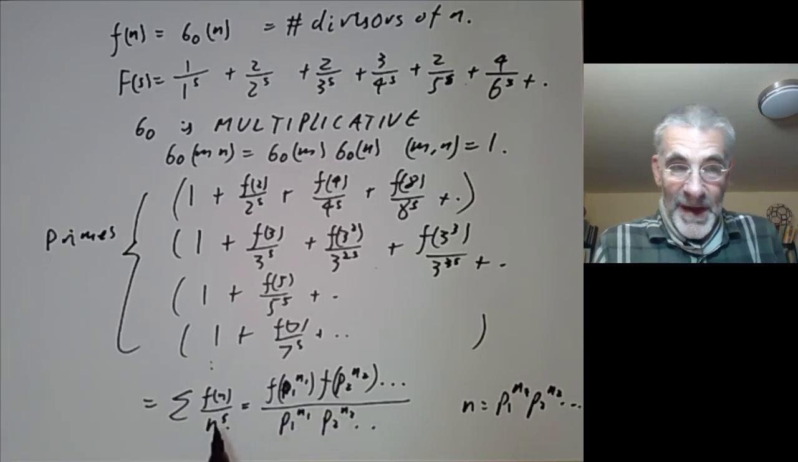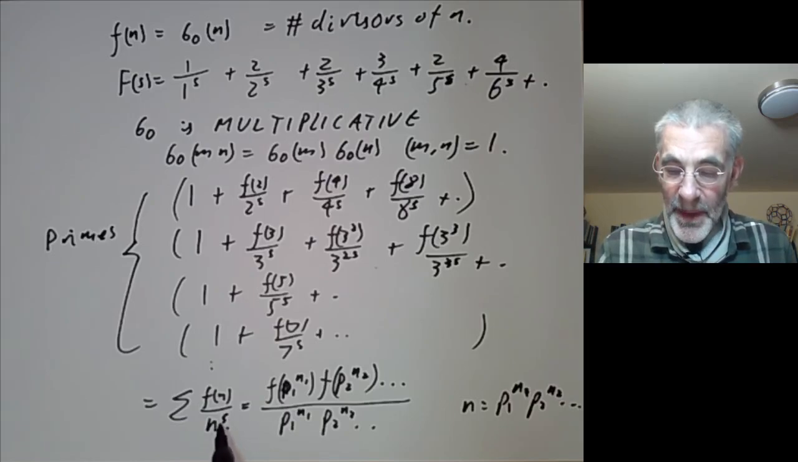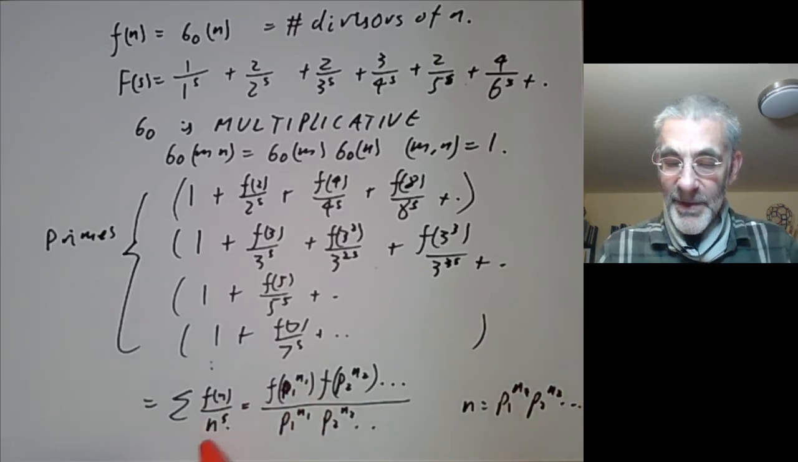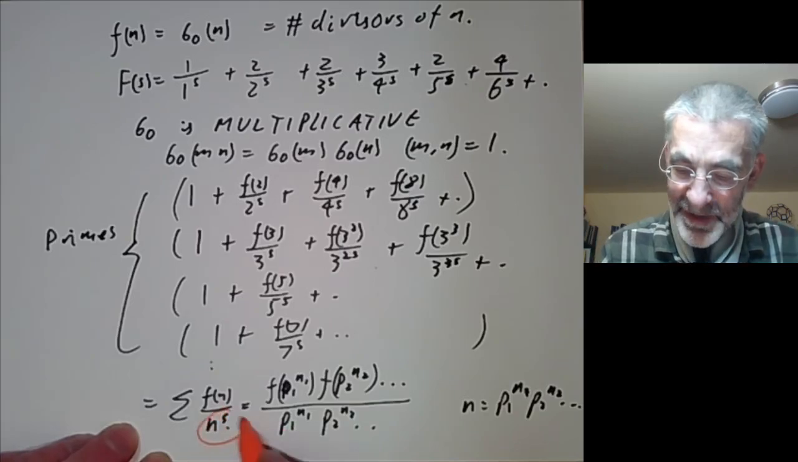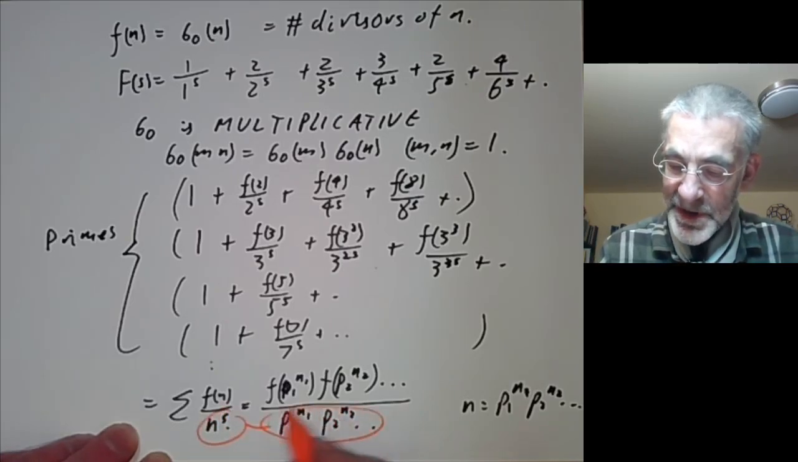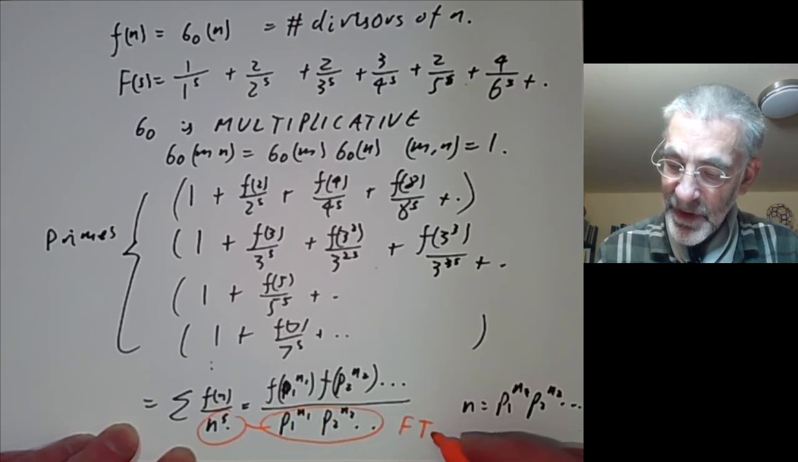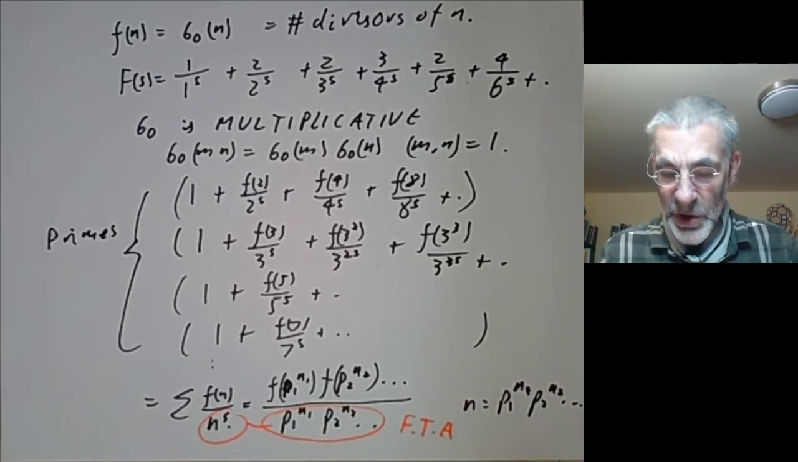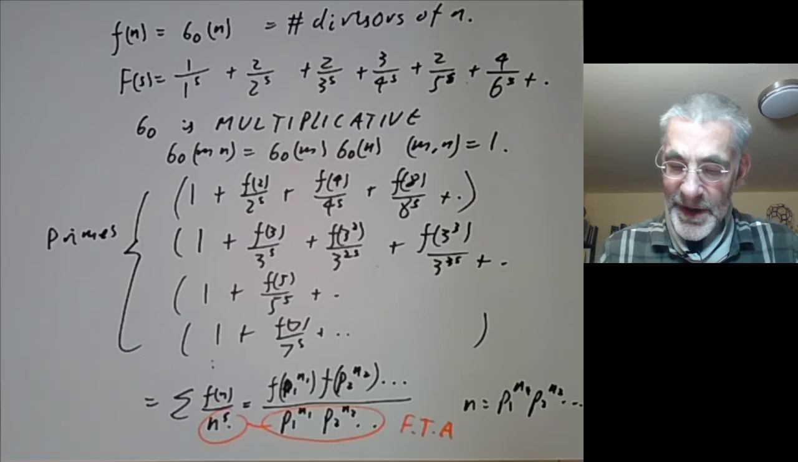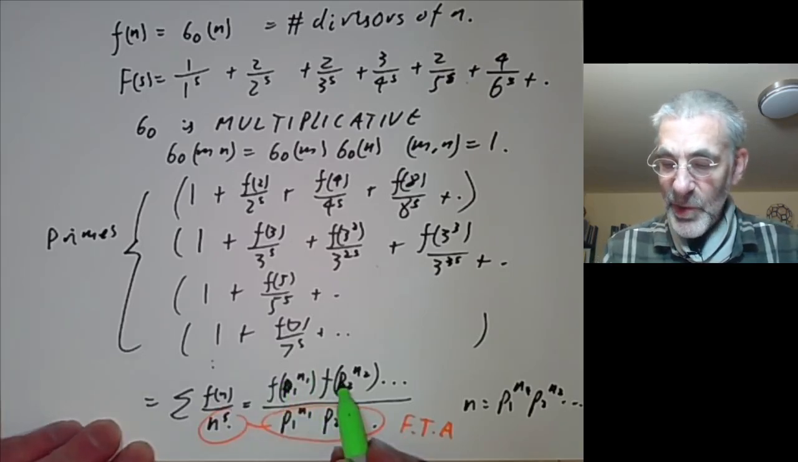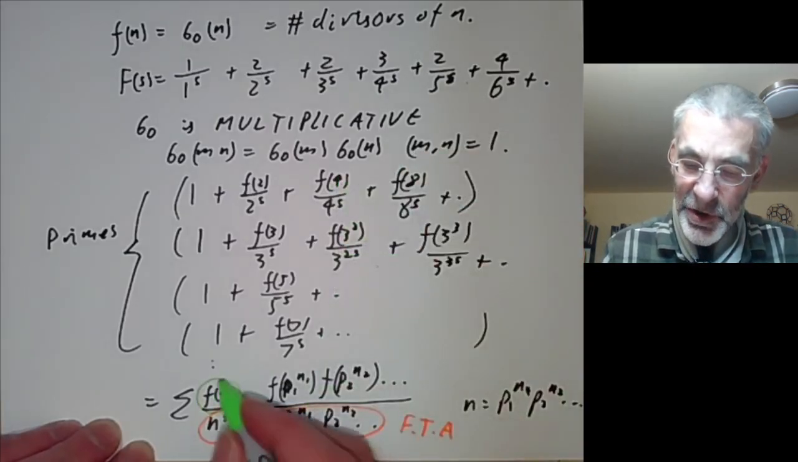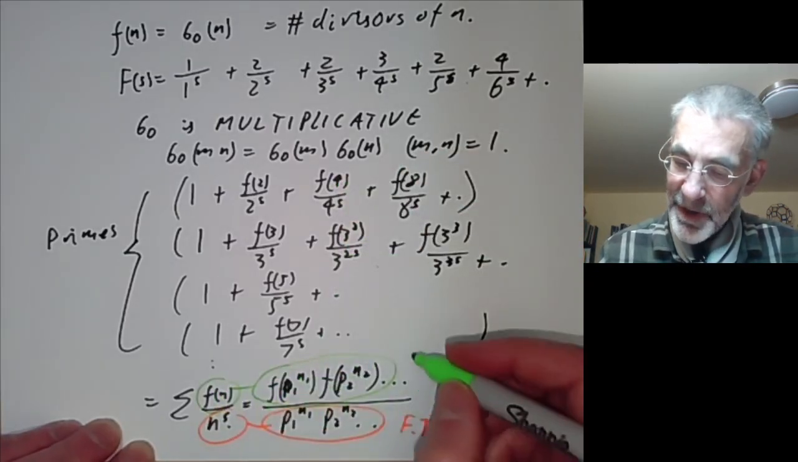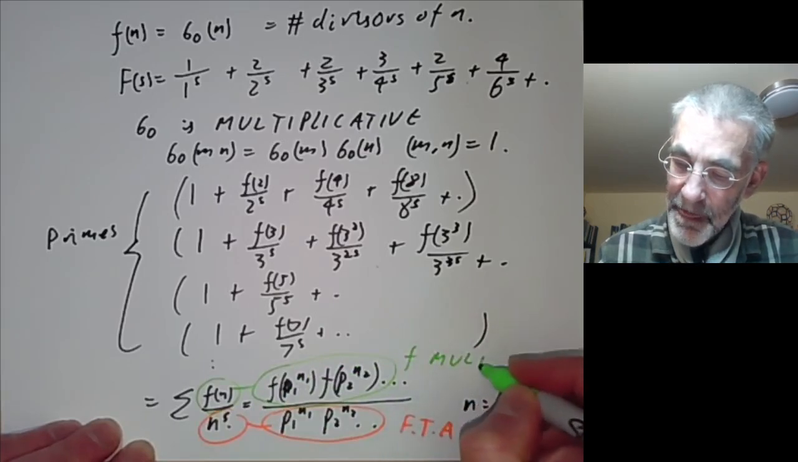First of all, we've got the fundamental theorem of arithmetic, which says that each denominator n to the s occurs exactly once, because it can be written in one way as a product of prime powers. So we get the correspondence following from the fundamental theorem of arithmetic. And the numerator is equal to the product of these terms. You see, we're taking one term from each line here. So the numerator looks like that because f is multiplicative.